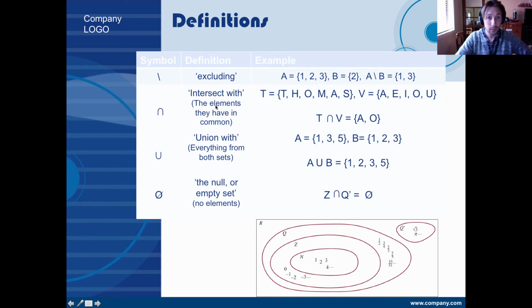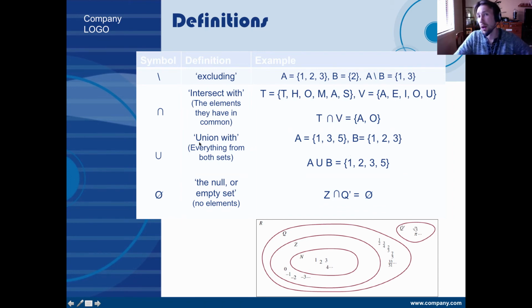and that leaves us A excluding B is equal to 1 and 3. Now, intersection is shown by this upside down U or an N or something that looks a bit like that. And the intersection means any overlap that they have between the two of them. So, for example, the set here, T is equal to THOMAS, and V is equal to AEIOU, being the vowels. Now, T intersect with V, what ones do these have in common? Now, you can see here that it's got an O and an A, and I've just put that in alphabetical order there for you. So, T intersect with V is A and O.